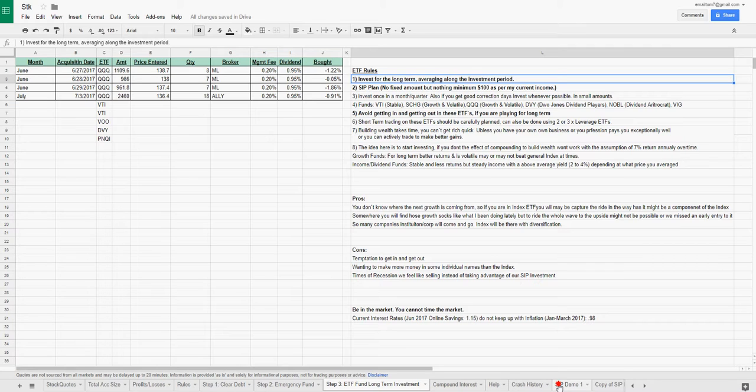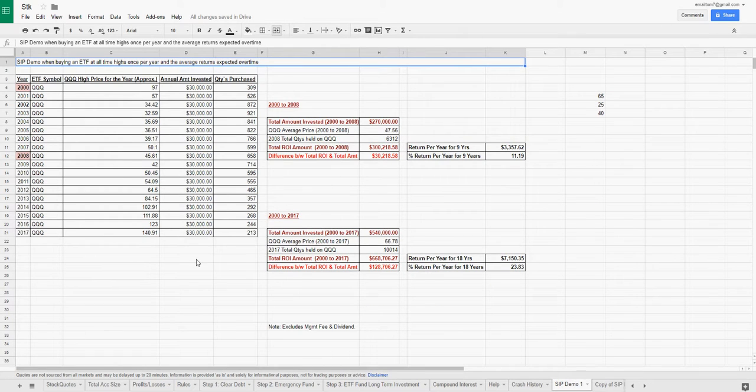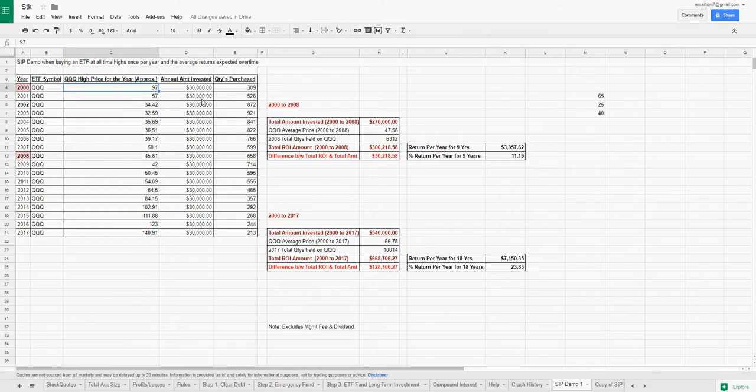So what I want to demonstrate to you is a SIP investment plan, how it performed during a certain number of years. What I did in this demo, in this spreadsheet, is I took QQQ and I invested annually an amount that I roughly estimated to be 30K US dollars. This need not be put in one shot, but for demo purposes I wanted to see what could be the worst case scenario if I purchased QQQ at the highest price for that year. So for this particular demo, I just did that.